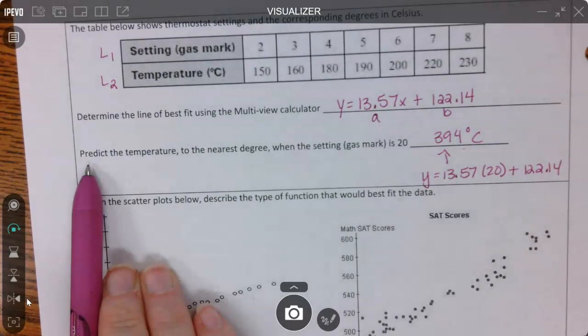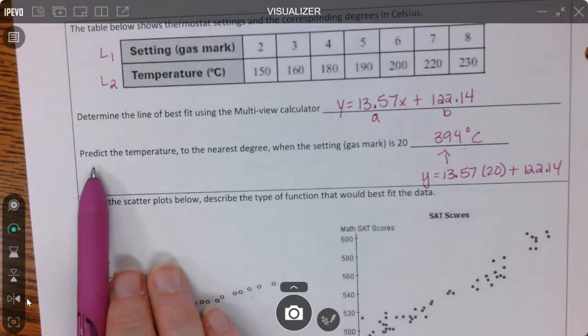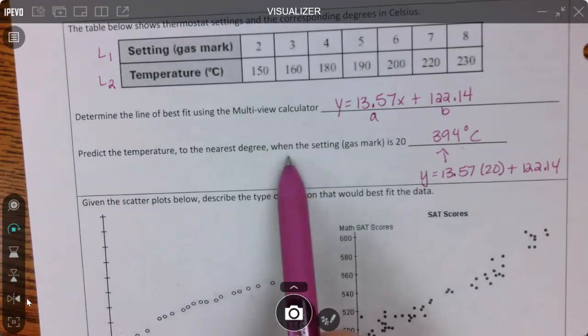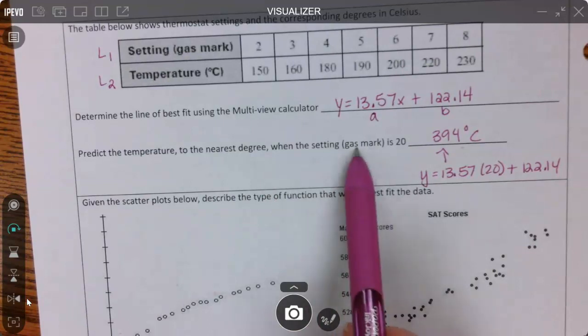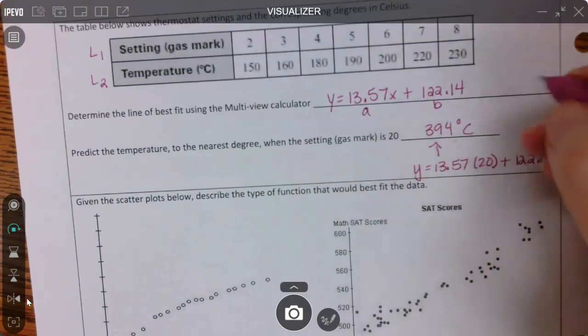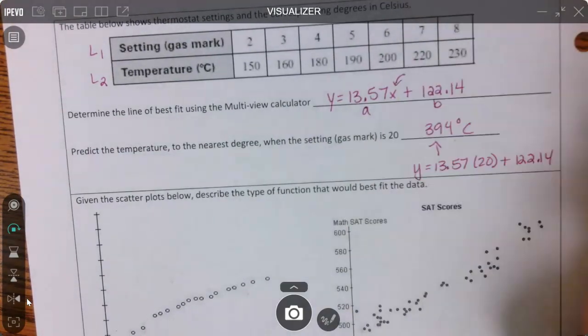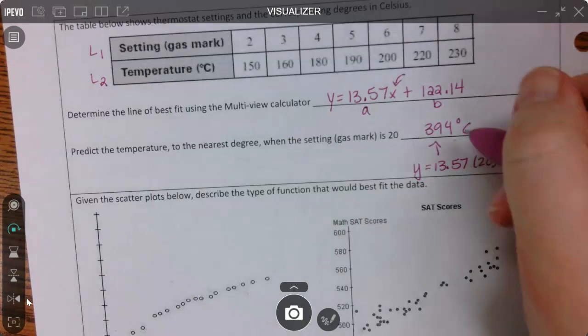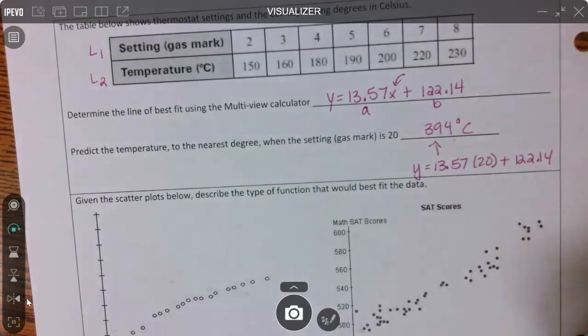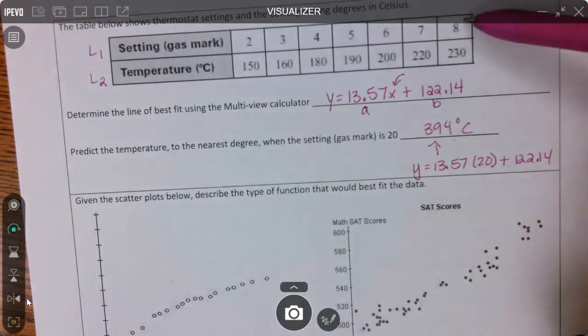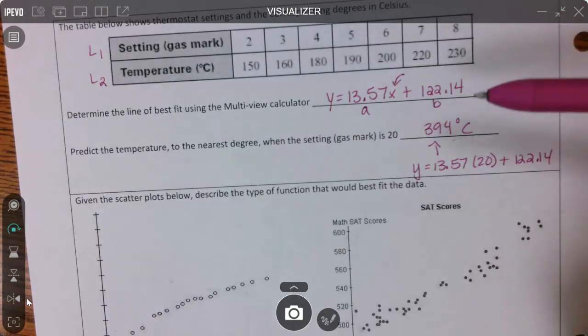And then the second question says, predict the temperature to the nearest degree when the setting, the gas mark, is 20. So you use this line of best fit, this equation that you got, and then you're going to plug in the number 20 for X. When you do that, you get 394 degrees Celsius. Again, there is a video of me using Desmos going over this question in more detail if you would like to see that.